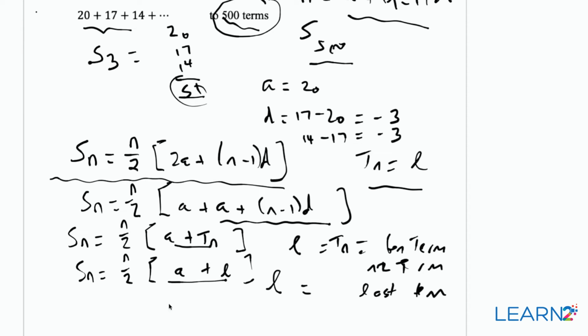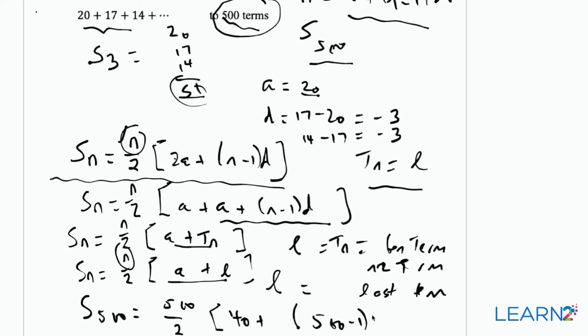How are we going to work out the sum of 500? S_500 equals n divided by 2. Let's use this formula. The n is 500, because we're doing the sum of 500, divided by 2. Then we're going to say 2 times a. The a in this question is 20, so 2 times a is 40. Plus, then in brackets n minus 1, 500 minus 1, times the d value. The d value in this question was minus 3.